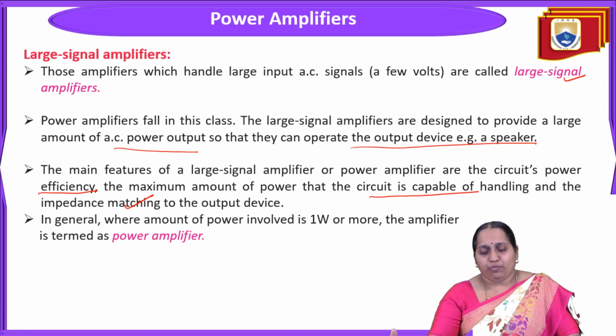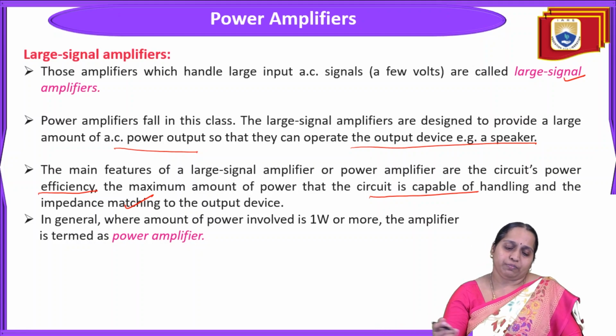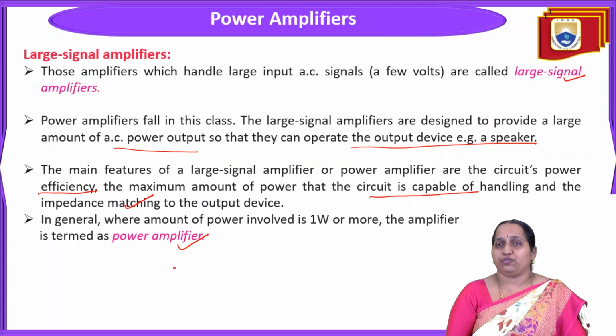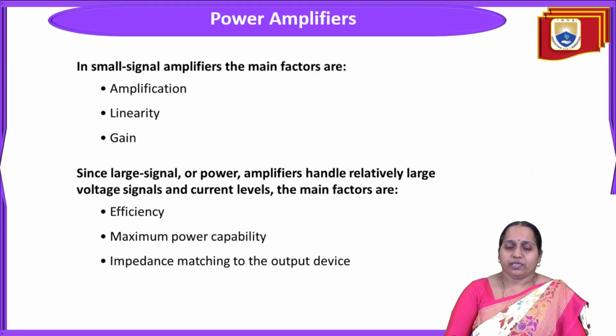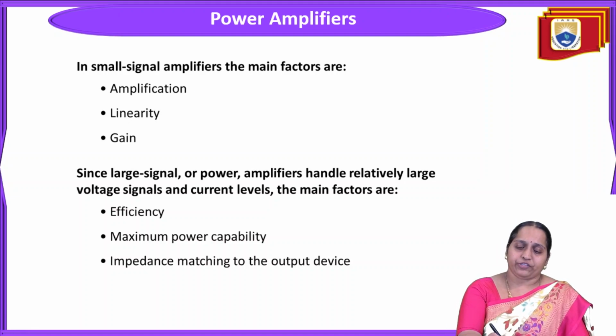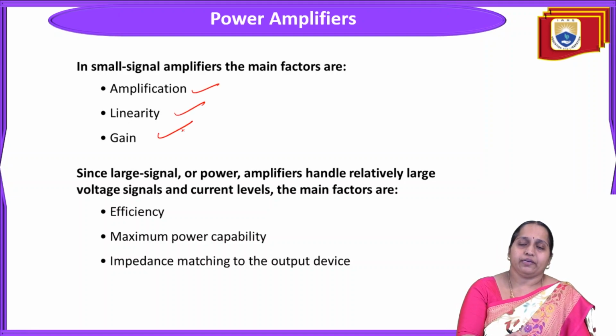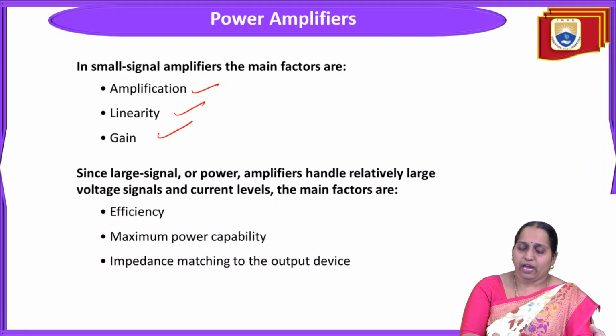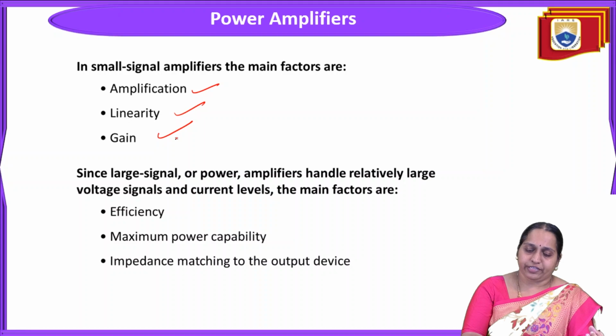So in general, where the amount of power involved is 1 watt or more, then the amplifier is termed a power amplifier. Amplifiers where the amount of power involved is 1 watt or more are called power amplifiers. In small signal amplifiers, the main factors that we consider are amplification, linearity and gain.